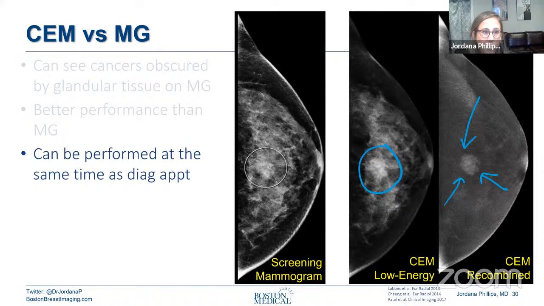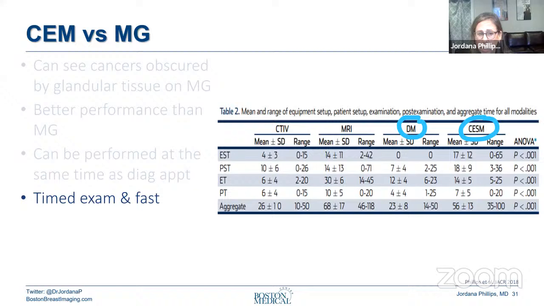It's also, when compared to mammography, a timed exam and it's relatively fast. So our group looked at how long it actually takes to do a contrast mammogram and how it compares to diagnostic mammography. You'll see the DM is for diagnostic mammography. So we can figure out how much time we need to schedule or allot for this exam. So we compared these two. We also compared it to CT and MR, but I'm not going to focus on those.